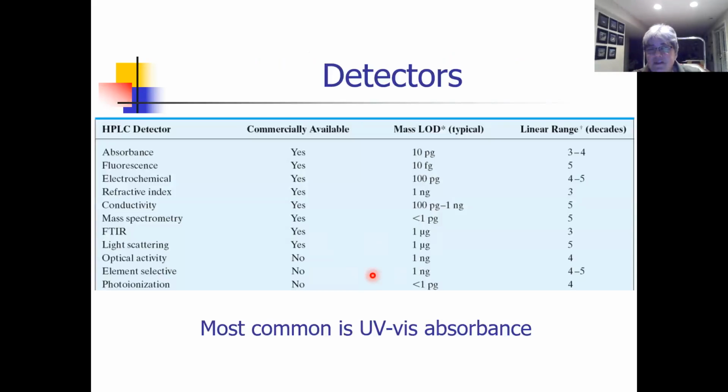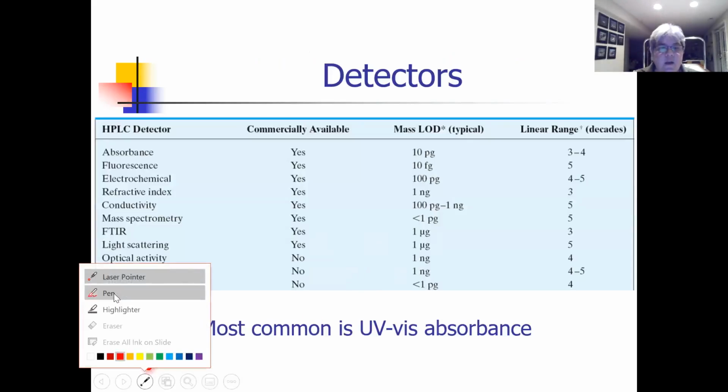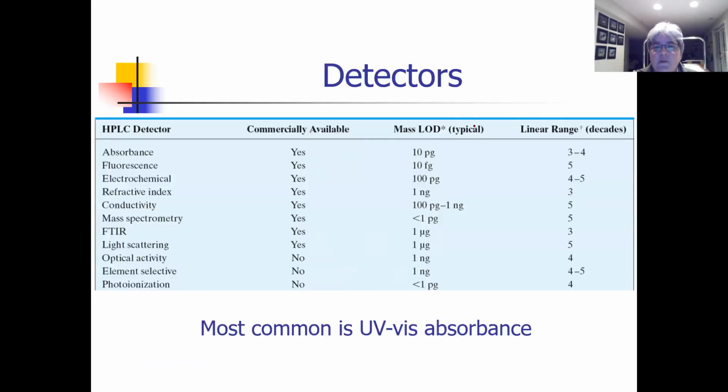Okay, there are lots of other detectors, but those 3 are among the most common. Notice absorbance, the limit of detection, we can measure picograms, that's 10 to the minus 12. Usually electrochemical are 100 picograms, so still pretty good. And notice they both have pretty good dynamic ranges. The refractive index, notice it can only measure nanogram, 10 to the minus 9. And the dynamic range is smaller. So remember we said refractive index is a little bit less sensitive. Okay. But again, most common is UV absorbance.